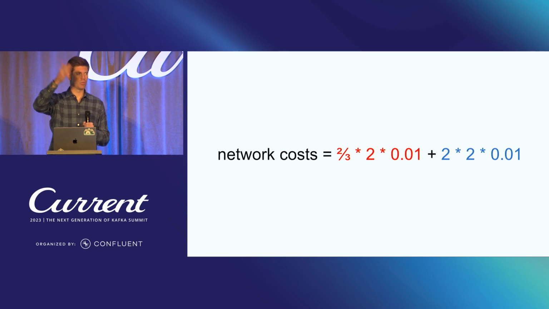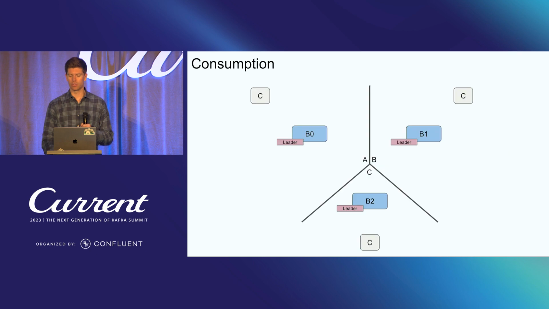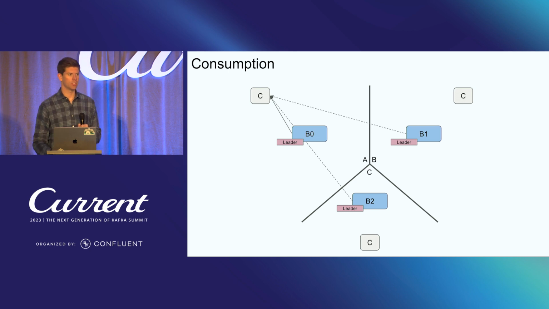So far, we've done produce and we've done replication. Now the consume side. How much is this going to cost us?